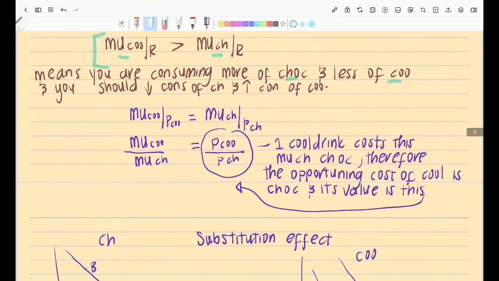Because its marginal utility is less, right? So you're consuming more of that thing. You are valuing it less, right? And you're consuming less of the other, right? So what should you do? You should reduce the consumption of chocolates and increase the consumption of cold drink.